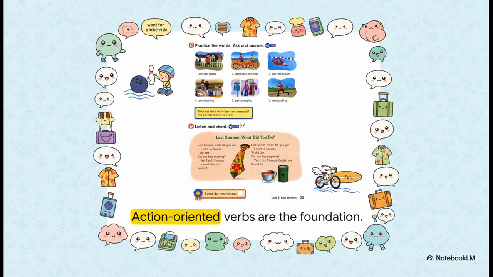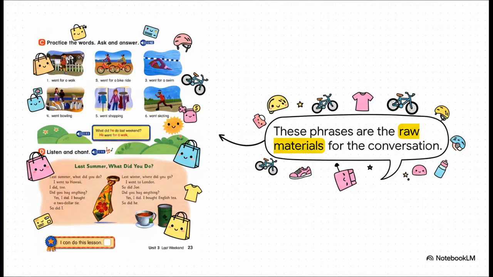Check this out. Went for a walk, went bowling. They aren't teaching went and then bowling separately. No, they're presented as these whole usable chunks of language, and that is so important. This way, a student can just grab a whole phrase like went shopping and plug it right into a sentence. It's like using a pre-built component instead of trying to build it from scratch. It just gets them speaking way faster.